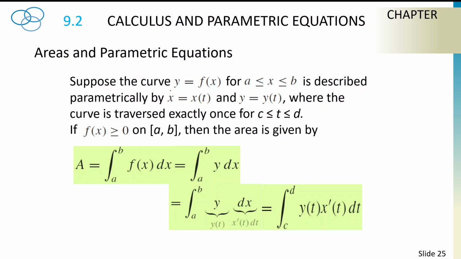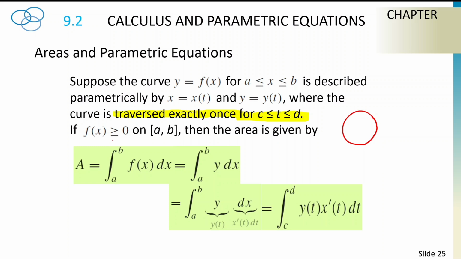So let's say I have a curve y equals f of x, and they give me x between a and b, and it's described by the two parametric equations x equals x of t and y equals y of t. This is the important part: the curve is traversed exactly once for t between c and d. So just like a closed curve, there's no overlap. You start somewhere and you end up at the same point, something like a circle or an ellipse, all these closed shapes with no overlap.